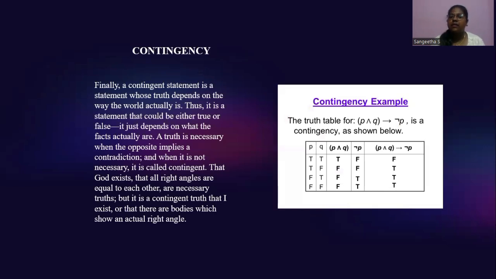Next is contingency. It is a statement that has a combination of true and false in its output. Finally, a contingent statement is a statement whose truth depends on the way the world actually is. Thus, it is a statement that could be either true or false. It just depends on what the facts actually are. So, the best truth table for contingency is shown here. P, Q, P and Q, negation of P, and the output is P and Q implies negation P, where the output is a combination of true and false values. So, it is an example for contingency.